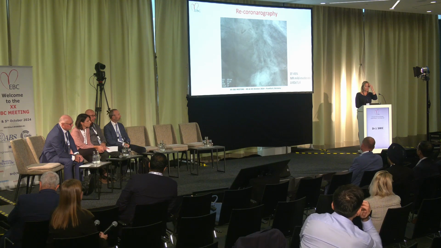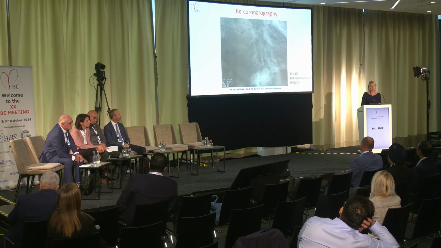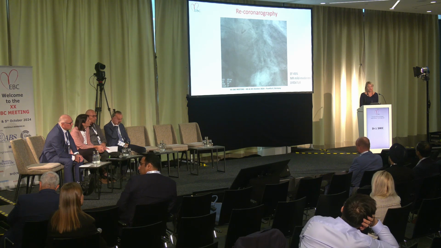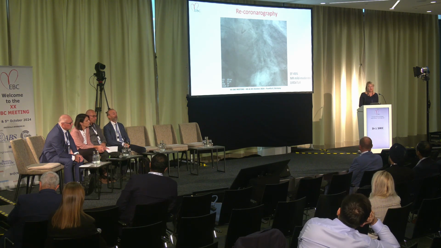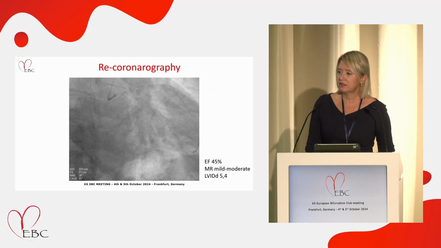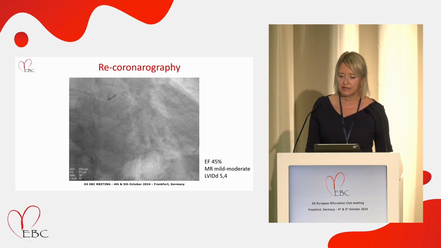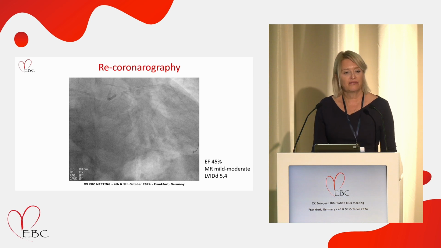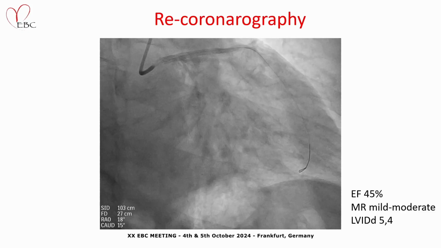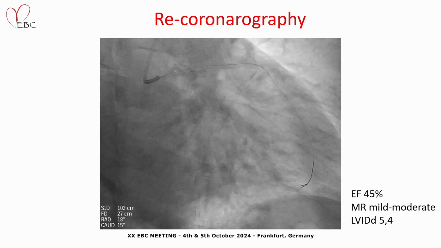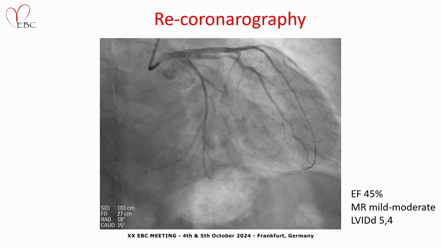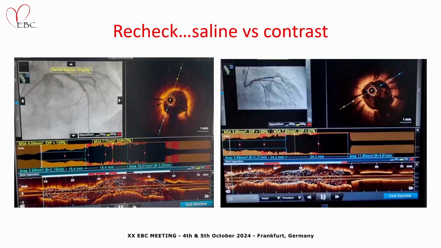Okay, so a few months later he came again. He had all the therapy for heart failure, and now his ejection fraction was about 45. His MR wasn't so moderate anymore, it was mild to moderate, and his left ventricle diameter was even better. So his eGFR is also getting better, so I performed angio, and it looks good. And you see also this wire, and that wire is because of the OCT, so I took OCT.